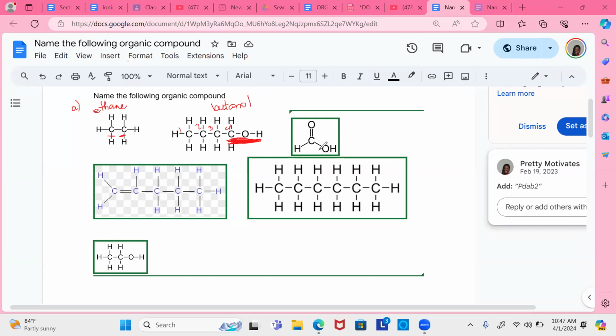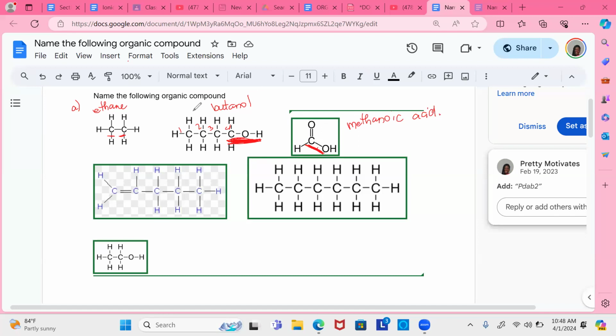Here, which homologous series is this molecule going to belong to and why? I'm asking for the homologous series and tell me why. Alkanoic acid. Why? Because of the C double bond OH, because of the carboxyl, it belongs to alkanoic acid. How many carbons are in this alkanoic acid? 1. So it's methanoic acid. Please remember the acid. Clear?